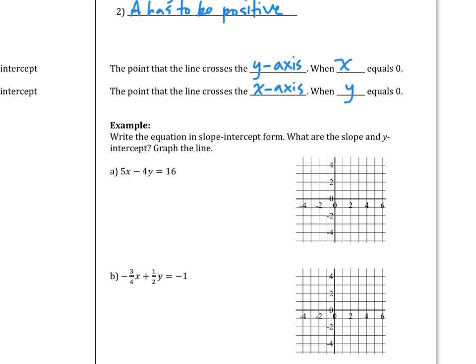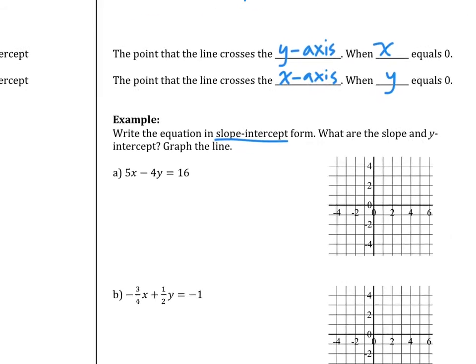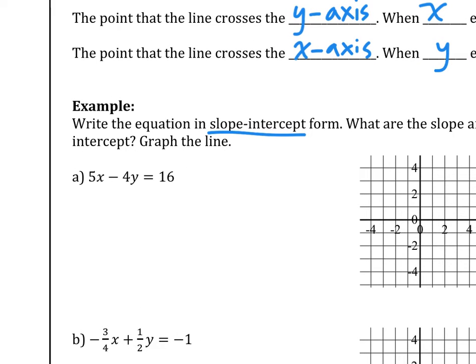So for example, let's do a few things. In this example, it says first write the equation in slope-intercept form. The second thing is after we find the slope-intercept form, we want to figure out what the slope and y-intercept are. And the third thing is to graph that line. So looking at this first equation, let's change it to slope-intercept form. Slope-intercept form, remember, is y equals mx plus b. So what we want to do is move the 5x over.